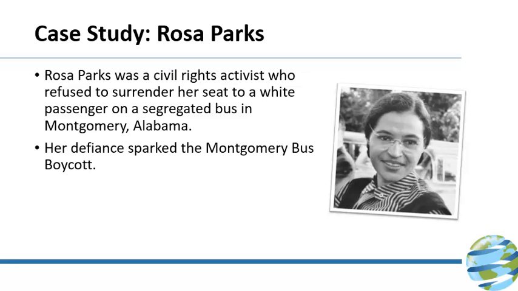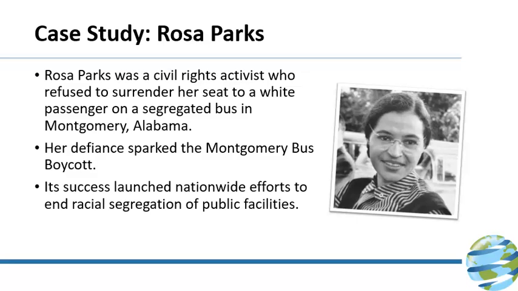Her defiance by refusing to give up her seat sparked the Montgomery bus boycott, which started in December 1955. It was incredibly successful and lasted for a full year. Its success launched nationwide efforts to end racial segregation of public facilities. So this happens in 1955, which is right at the height of the civil rights movement. Rosa Parks and also the whole of the bus boycott is an example of peaceful protest because it's not inciting violence, it's simply a refusal to use the segregated bus services, and this placed economic pressure on the bus companies.